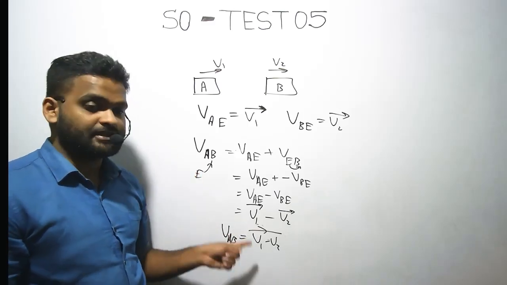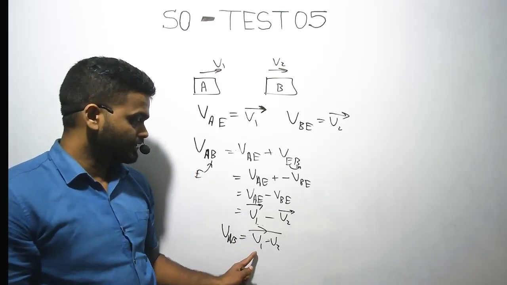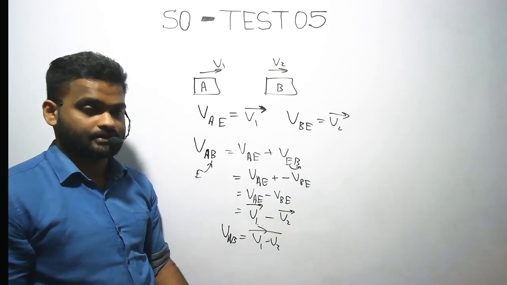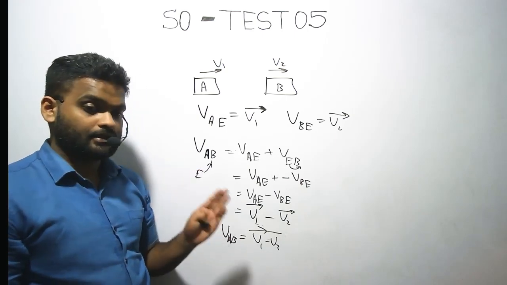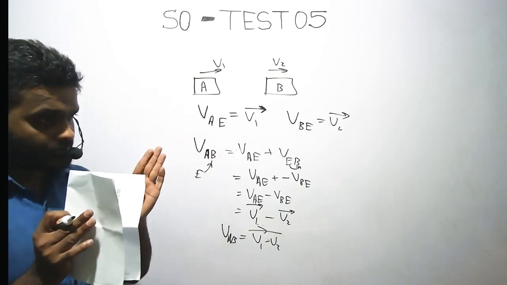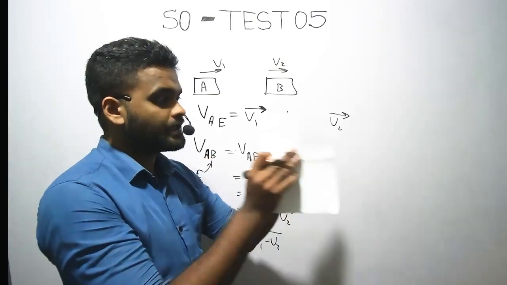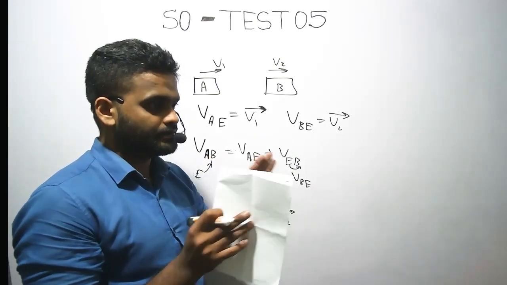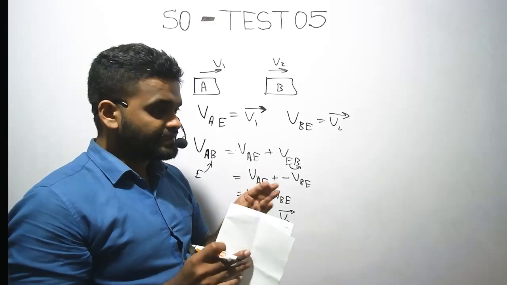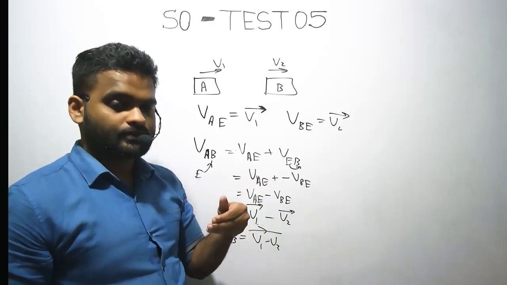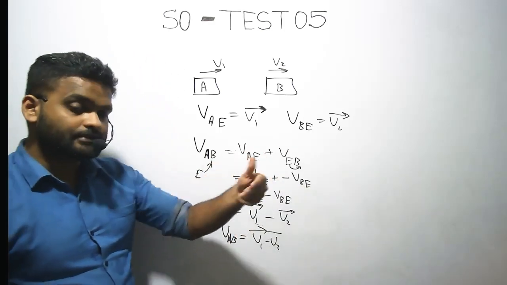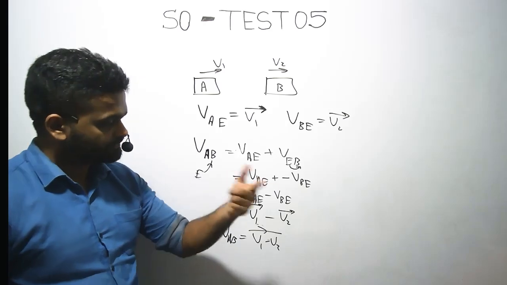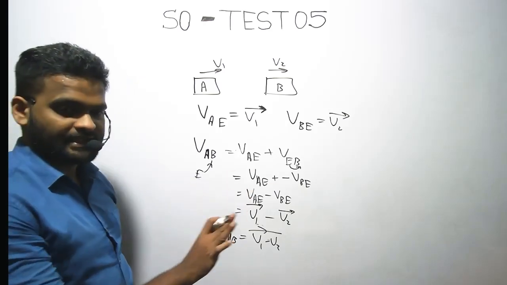I'm explaining this because this is going to be used for the rest of the questions as well. Remember that, right? When the objects are moving in the same direction, the relative velocity between those two objects is the difference of their Earth relative velocities. So that's it. Okay.